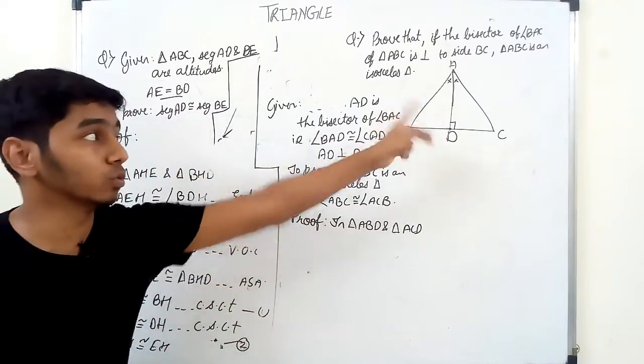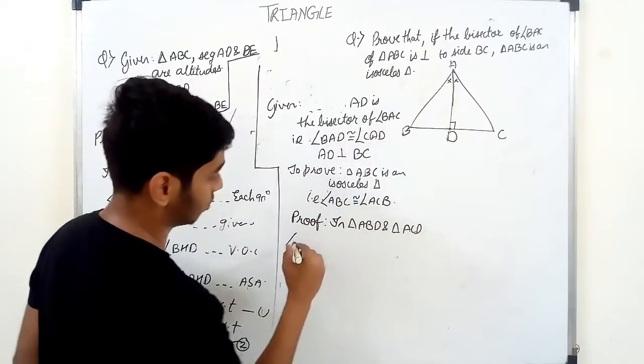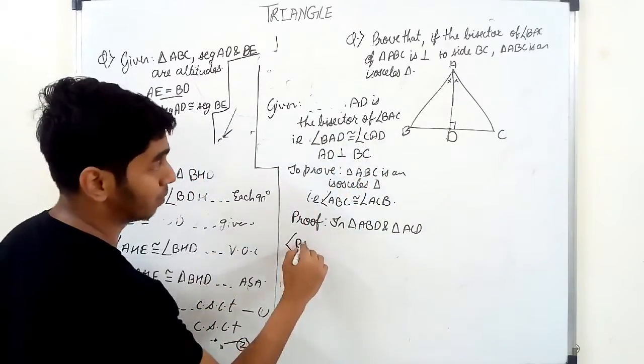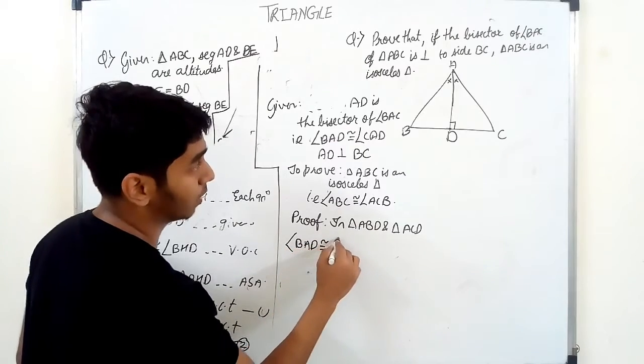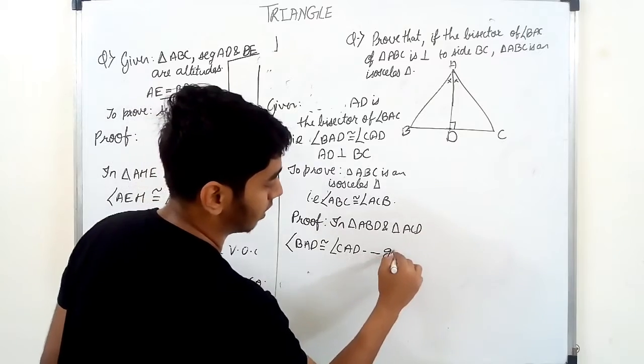Okay, so we are considering these two triangles. We can say what is given here, BAD. So we can write that quickly, whatever is given. So BAD is congruent to CAD, correct? This is given already.